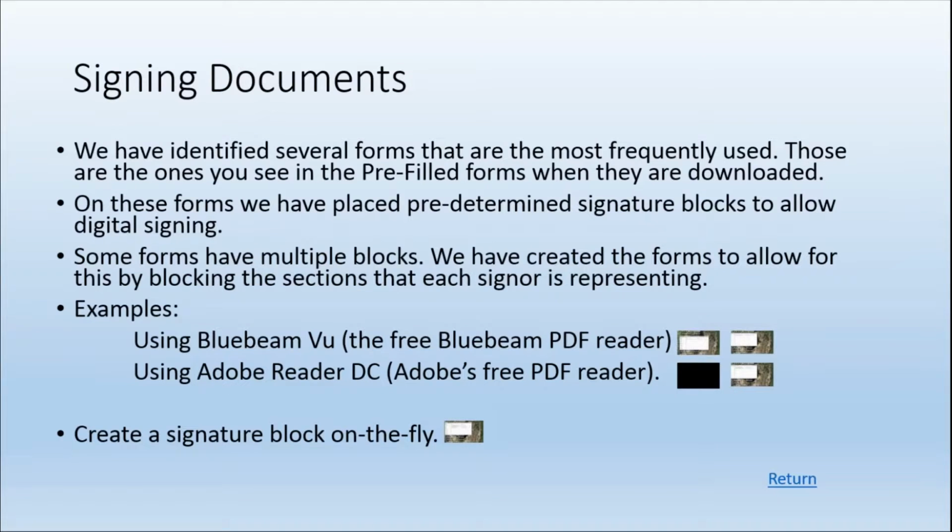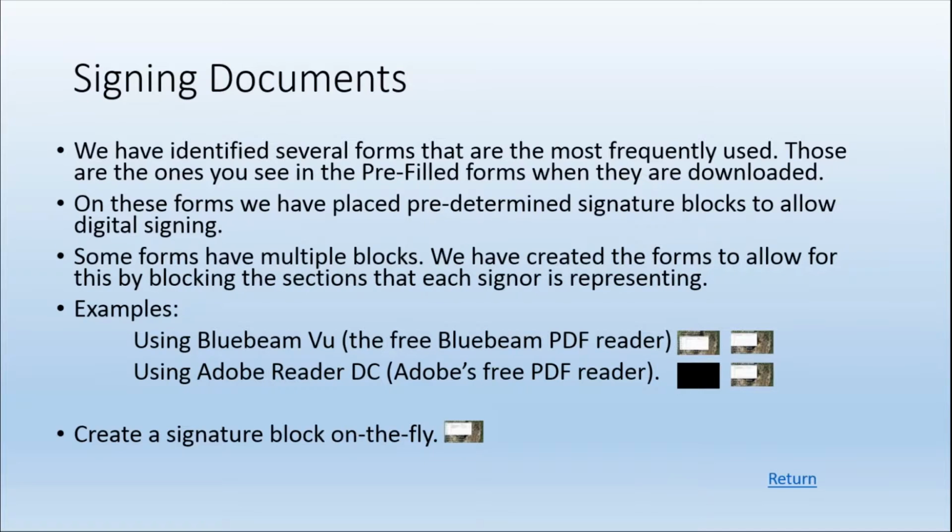And for this example, we already talked about how we identified what we thought were the most frequently used forms. We put the predetermined signature blocks on there to allow for digital signing, and we recognize that some of the forms have multiple blocks, and we, through experimentation, have created forms that allow this by blocking sections after they've been signed off on, so that the next person signing can't change a previous section. An example of that one would be a supplemental agreement form.